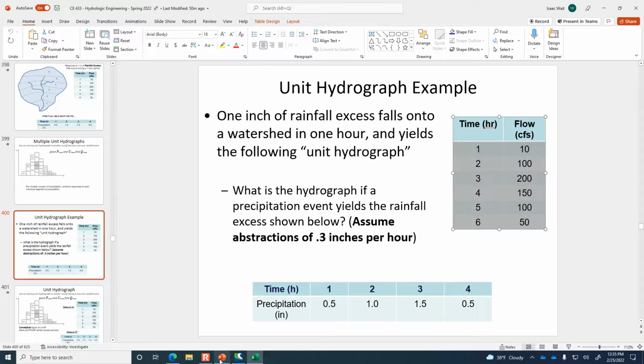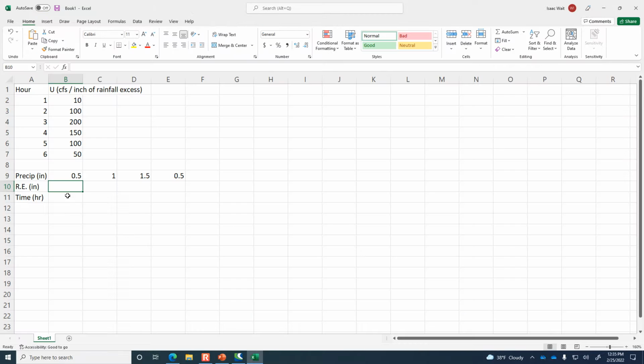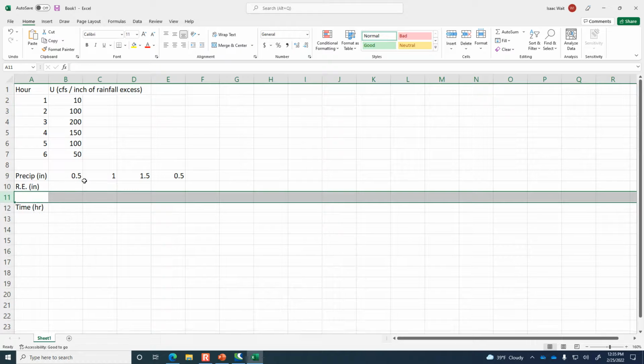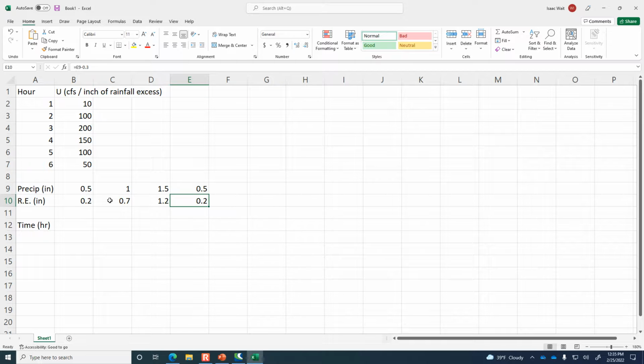So the problem said that there's 0.3 inches per hour of abstraction. So if we're losing 0.3 inches per hour, then that means there's only going to be this minus 0.3. So there's 0.2 inches left over during the first hour. Then during the second hour, it'll be 0.7 and 1.2 and 0.2. So everybody understand what the differentiation here between the precipitation and the rainfall excess is?